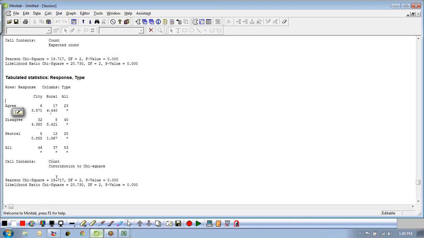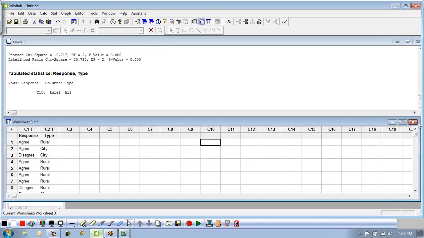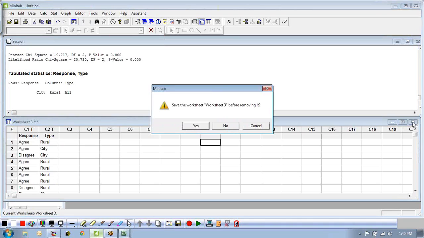If you add all those up, you'll get 19.717. If you add up 3.571, 4.440, all that, you'll get 19.717. If you didn't want to know that and you just wanted to know the p-value, well, sorry about that. I told you a little more statistics than you needed to know. Okay, that's all I want to show you for this one. Let's do one more example, and I think you'll see why. I'm going to do the example that you will eventually get in an assignment.